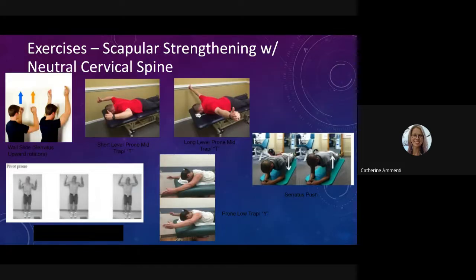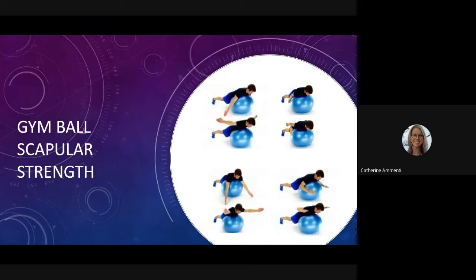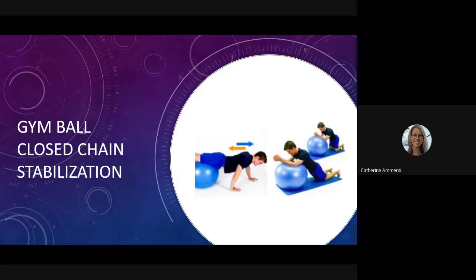We talked about scapular strengthening last time for cervical and thoracic. Things to keep in mind: don't forget about the cervical spine when you're doing these, even if you are doing these for the shoulder. So if you're doing the serratus push for the subscapularis, make sure they're still maintaining neutral spine so that you're not creating neck issues. Same thing on the gym ball. You'll notice that this guy is looking at the floor the whole time, maintaining that neutral cervical spine.